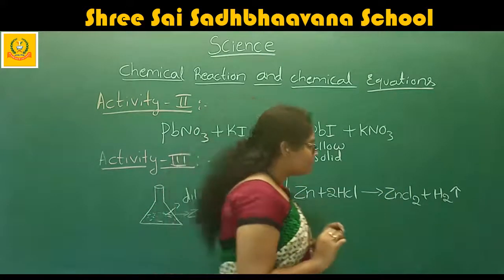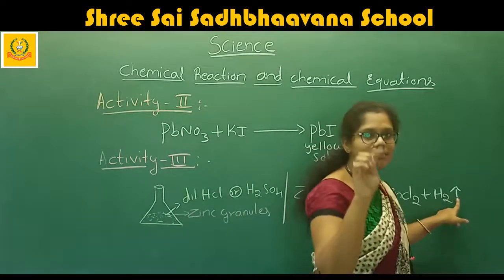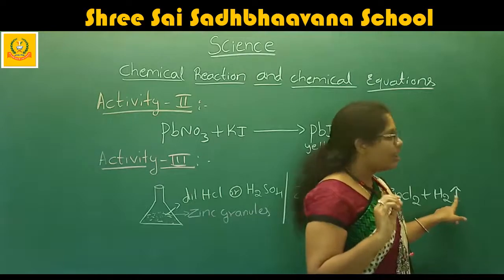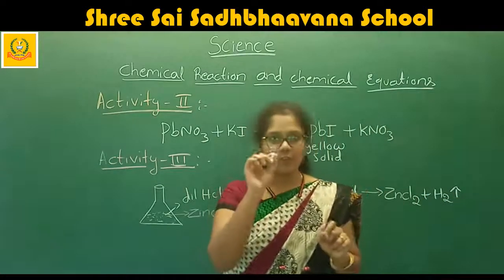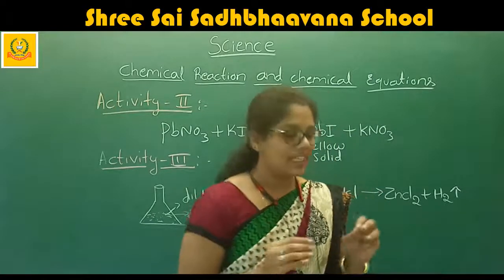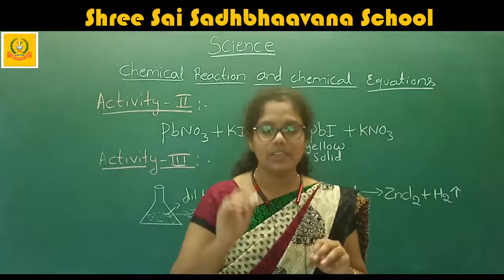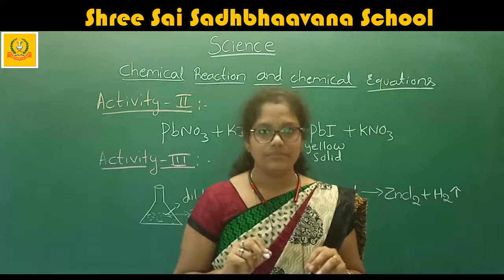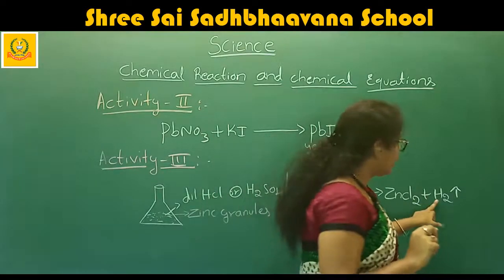You may ask why, ma'am, after the H you write an arrow mark. We indicate gases by using the upward arrow. If any gas is liberated in the equation, we indicate that by using the upward arrow. That indicates the liberation of hydrogen gas.